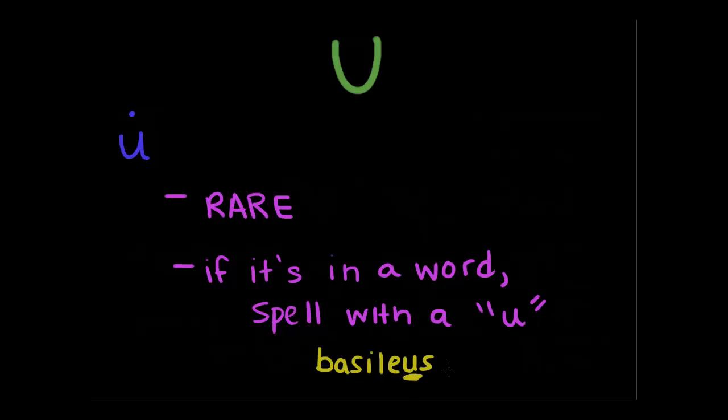This U represents the U with 1 dot, the sound. Basileus. So again, you're not going to run into this often, but if you do, just spell it with a U. Okay, and that's trying to keep it simple for Greek. Okay, so that concludes U. And good news for us, we can move on to our final vowel sounds.